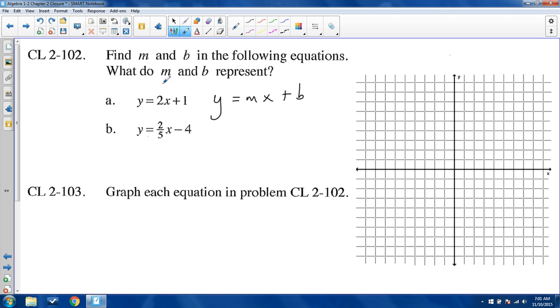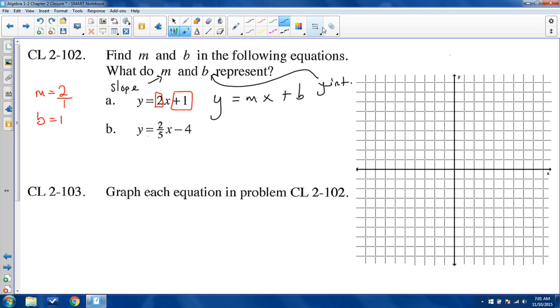So just kind of find the place here. This is m for this one. So m equals 2. I'm going to write 2 over 1. You're going to see things more as fractions, especially when it comes to graphing them, like we're going to next. Your b value is a positive 1. What do they represent? M is slope, once again. B is y-intercept. Slope of the line, y-intercept of the line. Okay, so there's that one.